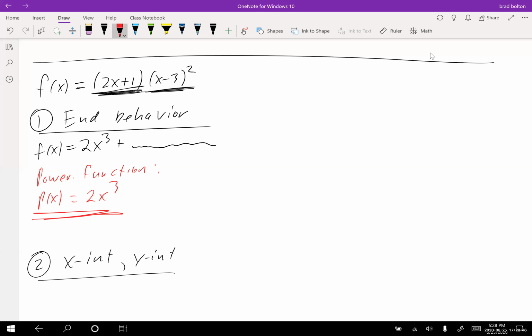So it will behave like this, okay? So 2x cubed has behavior like this, right? I don't know what happens in here. I'm not saying I know what happens in there, but what I am saying is that here and here, I know it's going to go to negative infinity, and I know it's going to go up to positive infinity, okay? So that's all I'm saying.